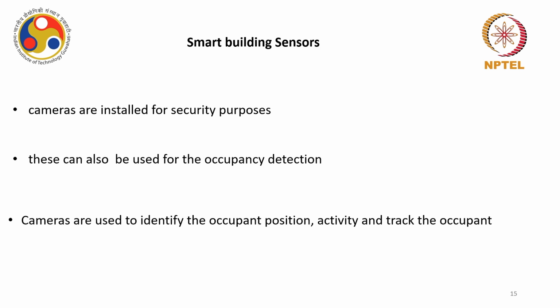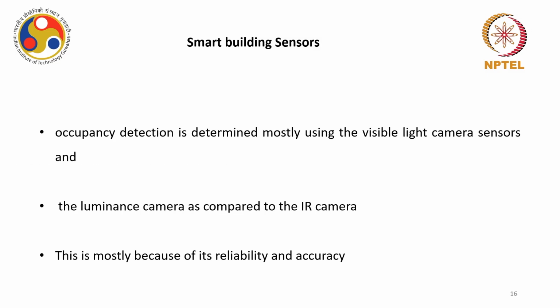We know that in all these buildings cameras are installed for security purposes. So you do not have to install cameras specifically for occupancy detection. The cameras installed by the security team for security purposes can be used for occupancy detection. Cameras are used to identify the occupant's position and activity, and when you have camera arrays, they can track the occupant inside a building.